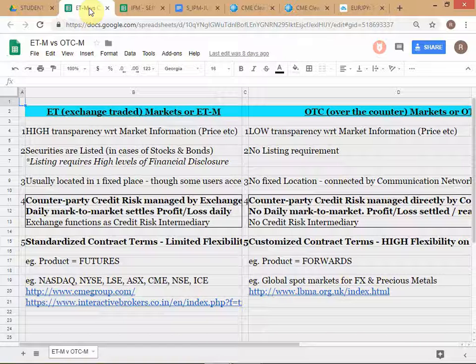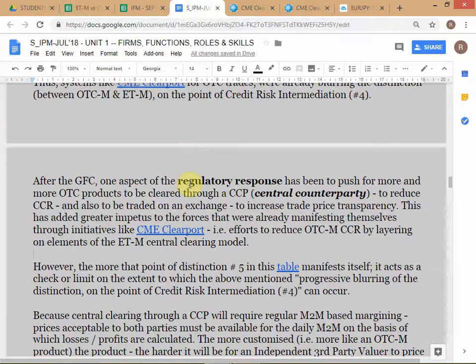So this is what is happening. This is the trend, and this is point number 4. The distinction is getting blurred, but basically what is mentioned in your notes here, if you see.